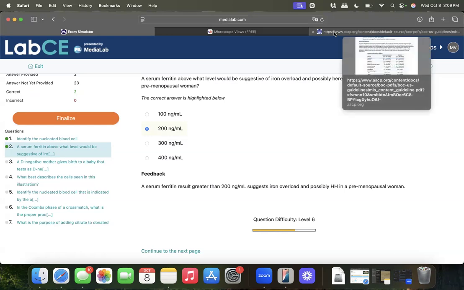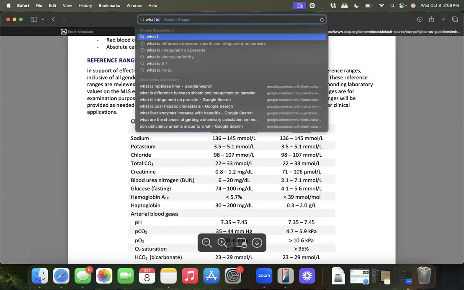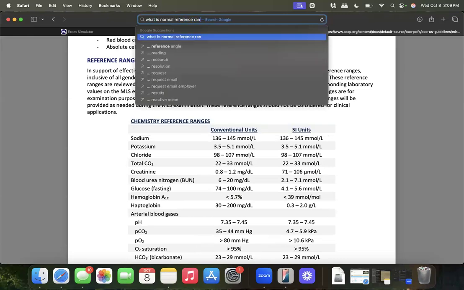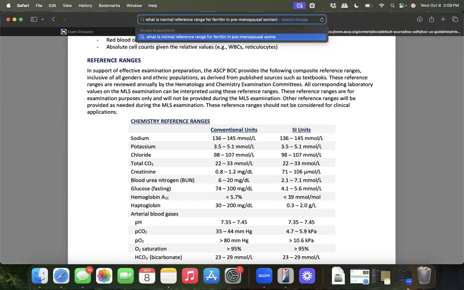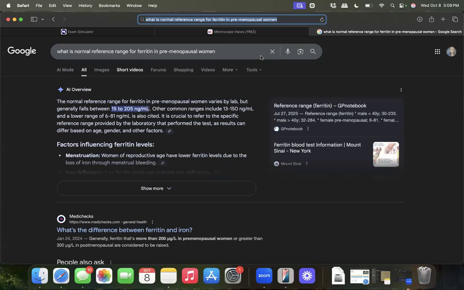And let's look up what normal ferritin levels are. What is the normal reference range for ferritin in premenopausal women? Just so we can clear that up too. The normal reference range for ferritin in a premenopausal woman varies by lab. See, that's what I was saying. But it generally falls between 15 to 205 nanograms per milliliter. Well, that's a big range. It's crucial to refer to the specific reference range provided by the lab. Results can differ based on age, gender, and other factors. So I don't even know how we would remember this.